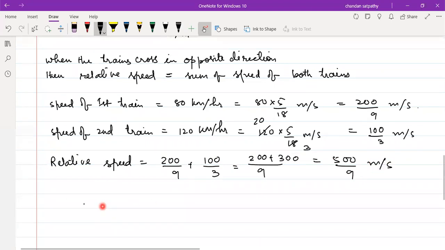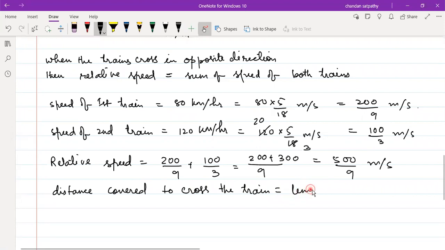So this is the relative speed. Now we will find the distance traveled to cross. Distance covered to cross the train will be equal to how much? We know that whenever we need to cross the train or bridge or platform, we have to add both the lengths.